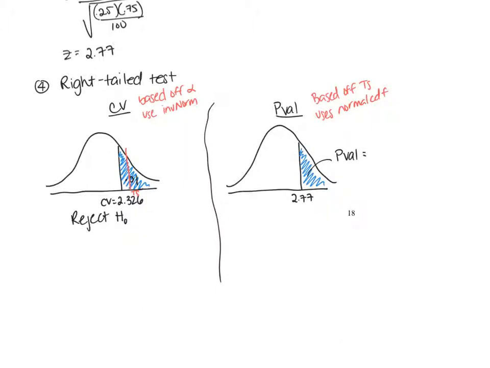Using normal CDF with a lower bound of 2.77 and an upper bound of 999, our p-value is 0.0028. We will compare our p-value to alpha. Alpha was 0.01, so this is less than 0.01, which indicates that we will reject the null. We reject the null if our p-value is less than alpha. Otherwise, we fail to reject the null.